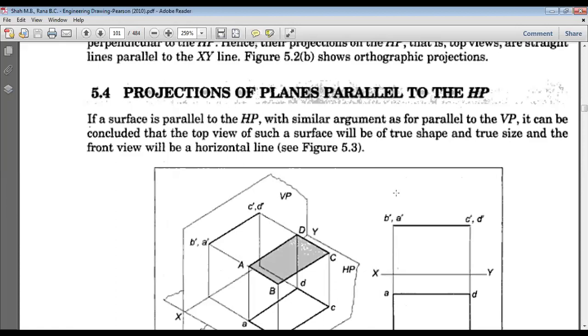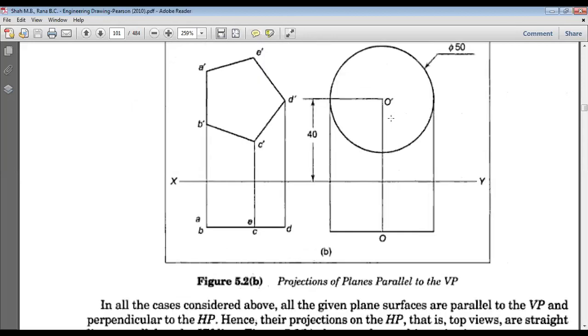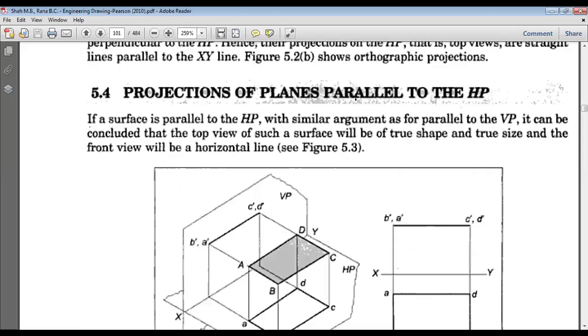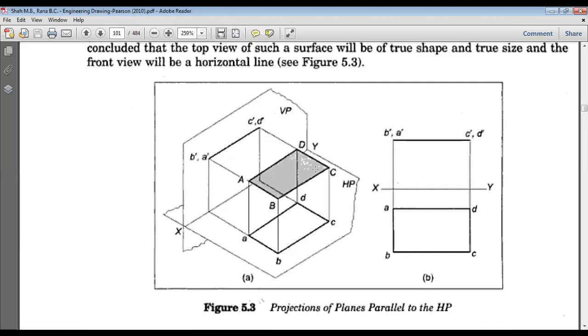Okay, now let us move to some other figure, the projection of planes that are parallel to the HP. That is just the opposite of the previous one that we discussed. There we saw the figure which is parallel to the vertical plane, but here we are going to see the figure which is parallel to the horizontal plane. So when it is parallel to the horizontal plane, this is the figure. This particular figure, when it is parallel with the horizontal plane, we get the true shape only in the case of front view or top view.